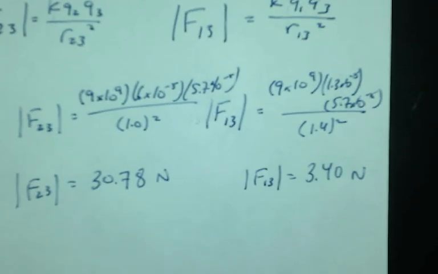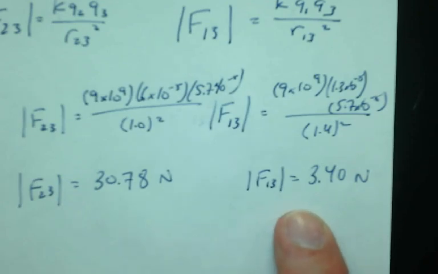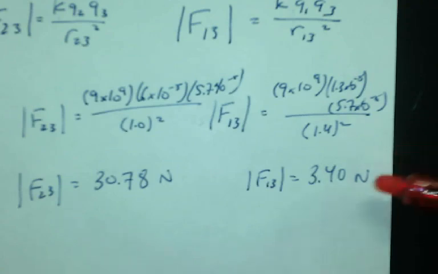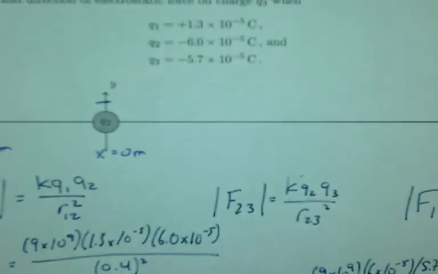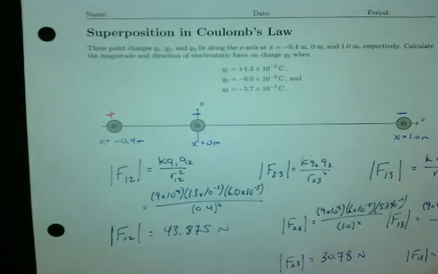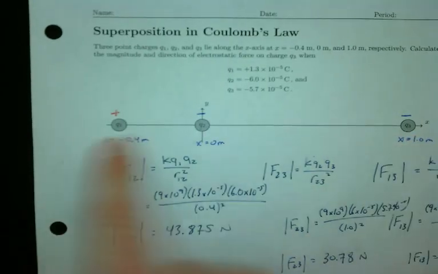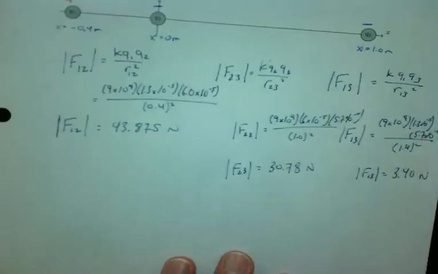So the force between 2 and 3 should be 30.78. The force between 1 and 3 should be 3.40. Now, if you didn't get this last one, one thing to point out is to make sure that for your separation between 1 and 3, the separation between Q1 over here and Q3 over here is a full 1.4. Right, so make sure that's what you've got there.